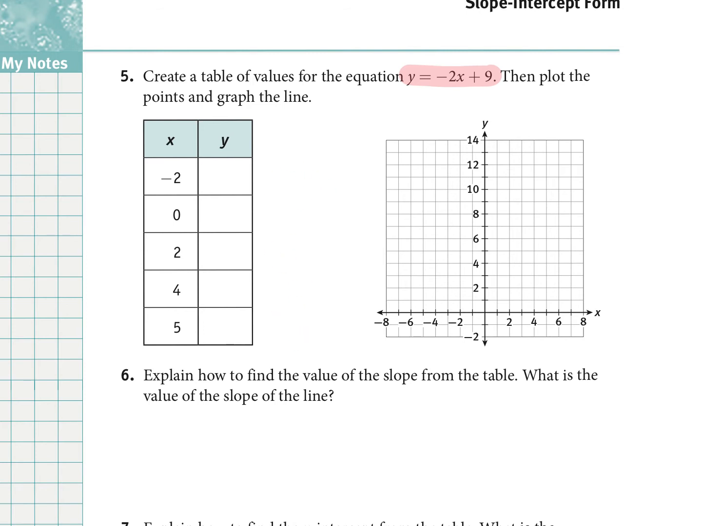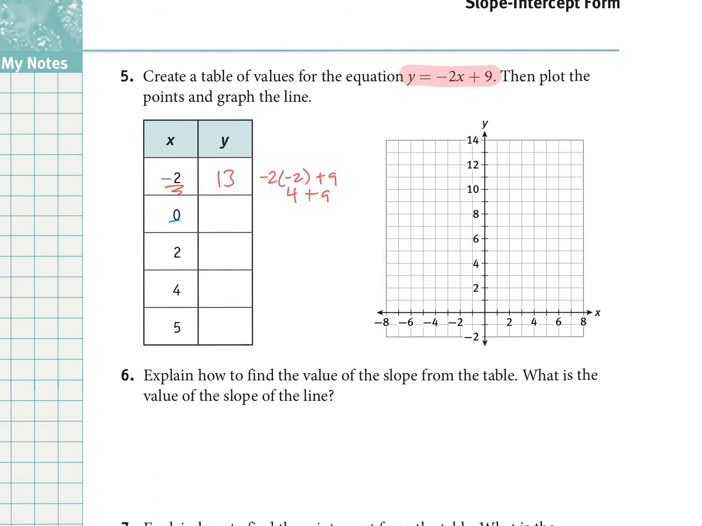So if I'm plugging in -2 for x, that means I'm doing -2 times -2 plus 9. So -2 times -2, that's a +4. 4 plus 9, that's going to give me 13. Do you have to do the math in the margin? No, but sometimes showing that work does help prevent a lot of different errors. So let's try the next one.